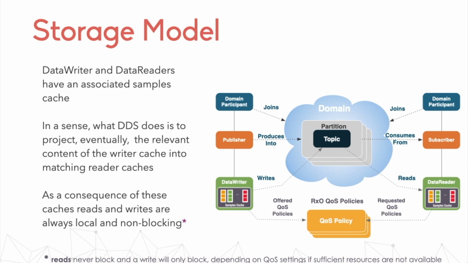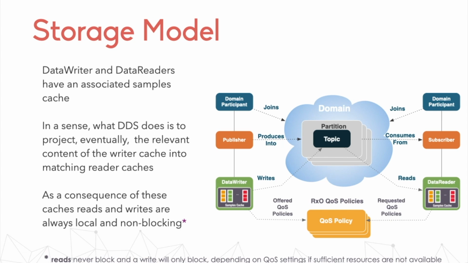DDS also has, in a way, a storage model. You should have already guessed this when we discussed the global data space and the fact that indeed it's a decentralized data space. So each data writer and data reader has an associated sample cache. In a sense, what DDS does is to take the content of a data writer cache and eventually project this content, or the relevant portion of this content, into matching data reader caches.